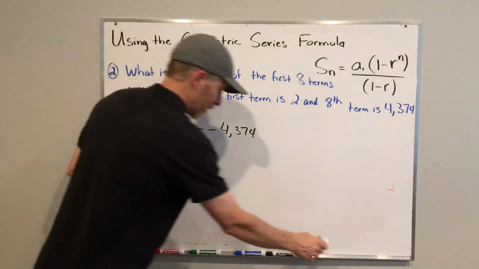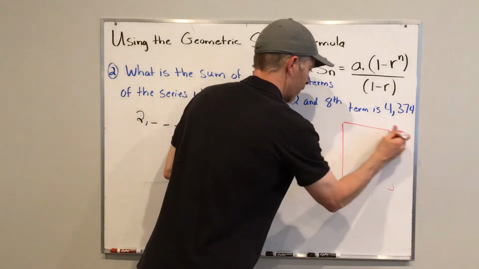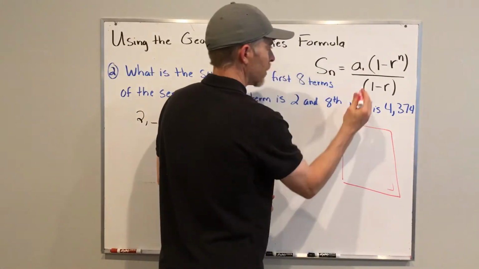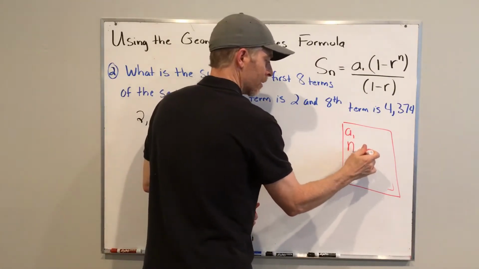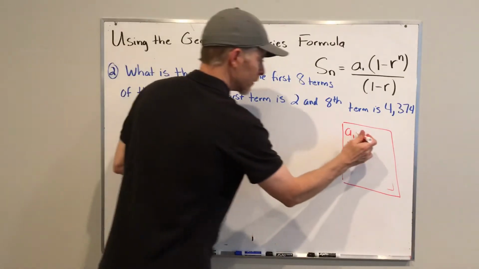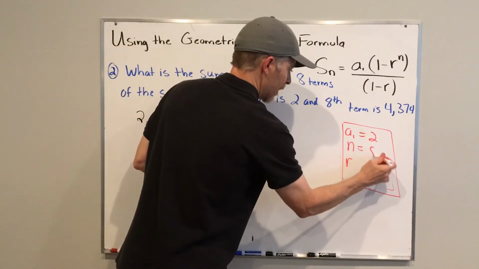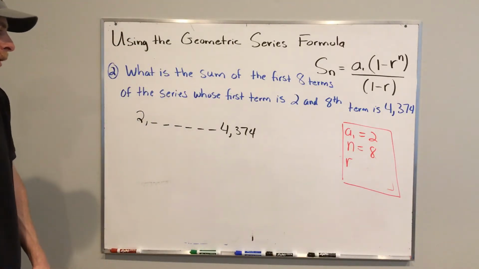All right, so let's make our red box here again. And we know we need the first term, we need n, and we need r. Well, we know the first term's 2. We know n's 8, but we've got to get r. So how are we going to get r?